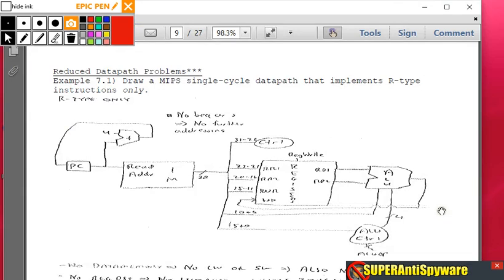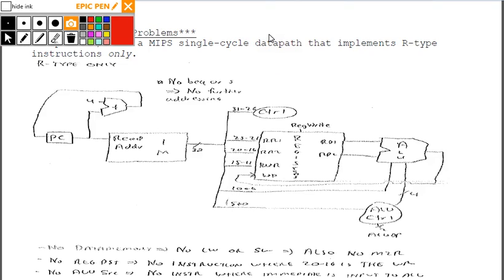You can look at the solution for those of you coming back here. So as we see, PC plus 4, read address memory. And I said no branch equivalent or jump, therefore no further addressing. 31 to 26 control, 25 to 21, 20 to 16, 15 to 11. We have reg write, 10 to 6 comes over here, 5 to 0 goes to ALU control. You have ALU op, the 4-bit value comes out here, and the feedback comes there. So does this make sense for this? Okay. So the next question.